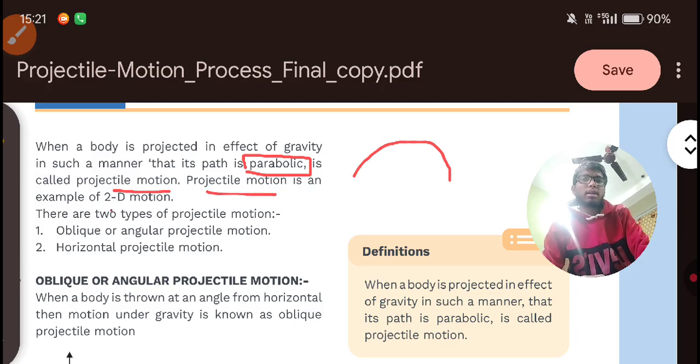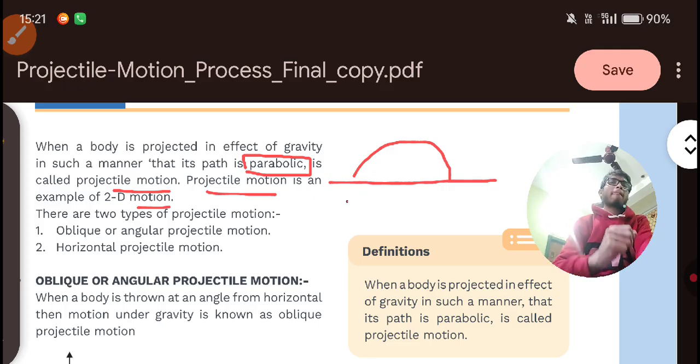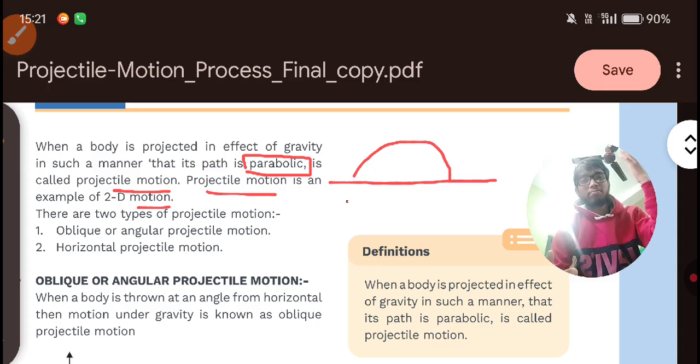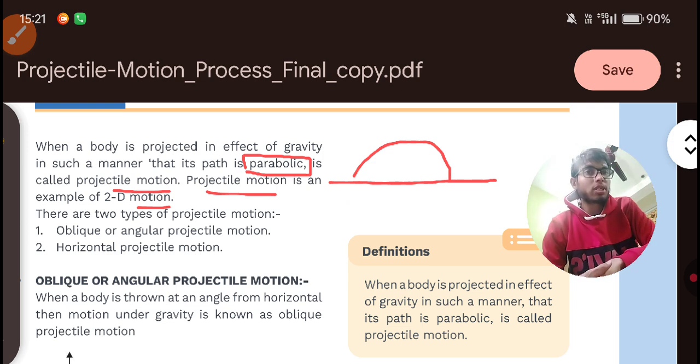Projectile motion is an example of 2D motion. But we can't say that this cannot happen in 3D motion. No, it is not true. This projectile motion can also happen in three dimensions.